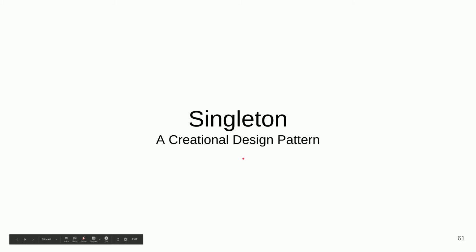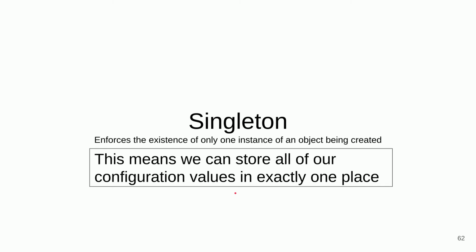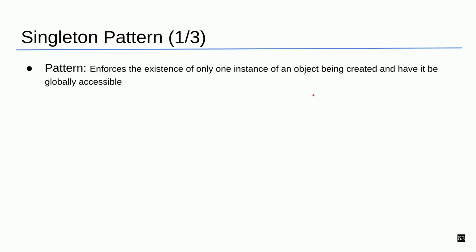Okay, so a design pattern for this is called a singleton. And the singleton pattern enforces the existence of only one instance of an object being created. So that means we could have a configuration, for example, which stores all the values that we need or want to be uniform in exactly one place.